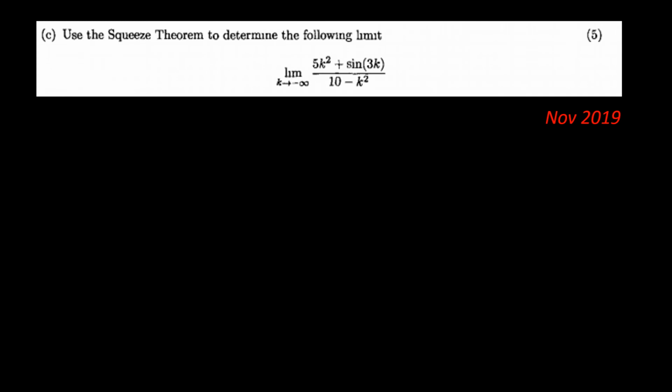So here's the first one from November 2019. They say calculate the limit of 5k squared plus sine 3k over 10 minus k squared when k approaches negative infinity. So let me make space on my board. Remember, the first thing you're going to write is your general inequality, which will be sine 3k between 1 and -1. So now can you tell me what did I do to get 5k squared and divided by 10 minus k squared? You do it step by step.